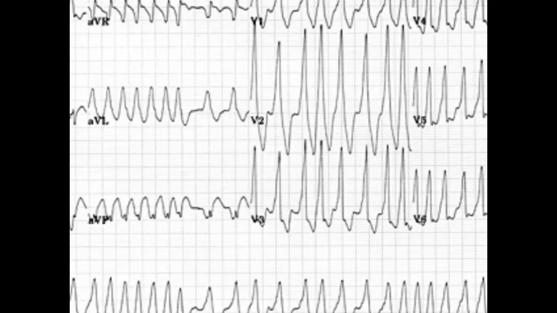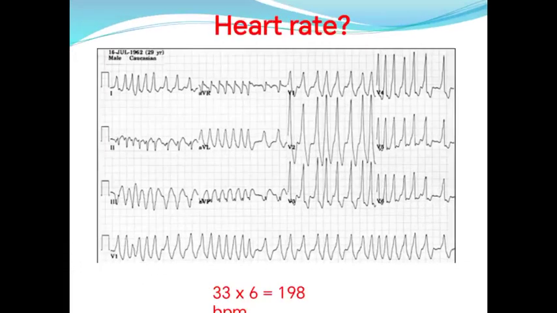Calculate 50 big squares, and then determine the number of QRS complexes in these 50 big squares. Then we multiply this by 6. This gives us the heart rate. We use this rule when the heart rate is irregular. So this is very important to know, when the heart rate is regular, to calculate the heart rate.